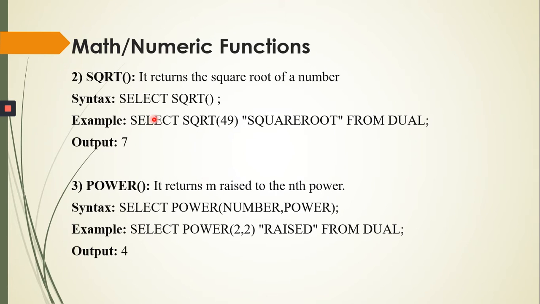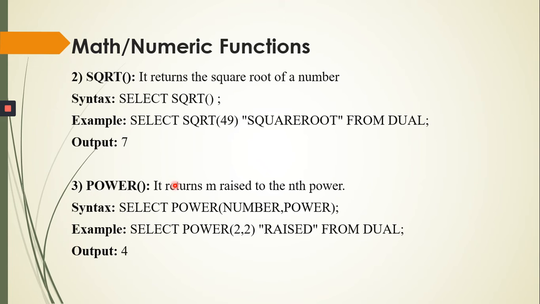Now the second is square root. SQRT is the function name. It returns the square root of the number. The syntax is simple: we use the select statement, select SQRT in brackets. For example, select square root of 49 from dual, it will give the output. The square root of 49 is 7, so the output will be 7. The square root function gives the square root of the given number.